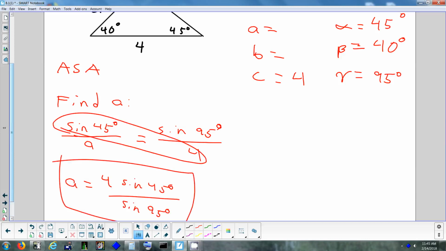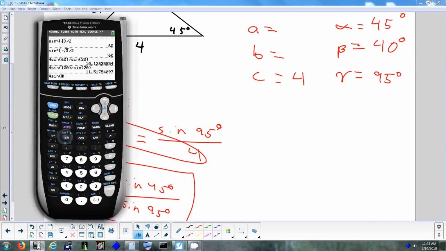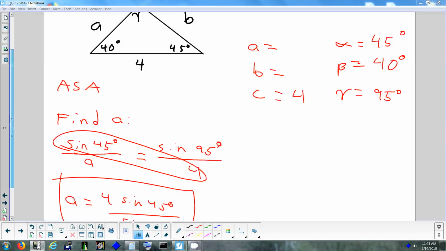Okay, so type that in and see what you got. 4 sine 45. Close the parenthesis, very important. Divide by sine 95. Okay, 2.839.